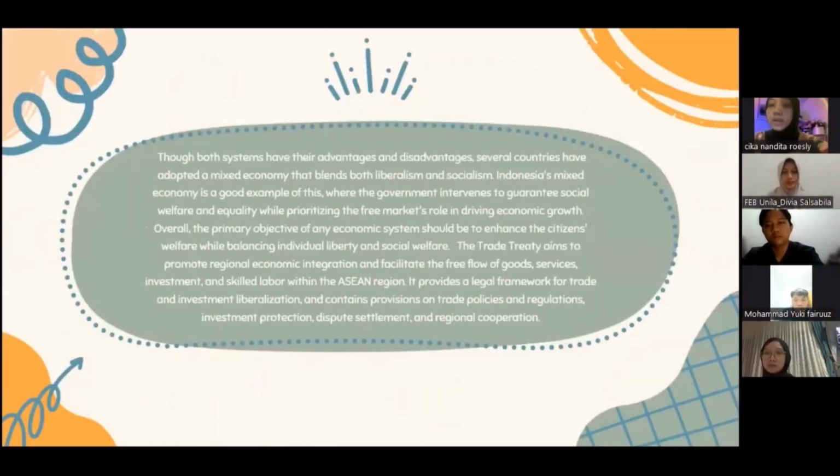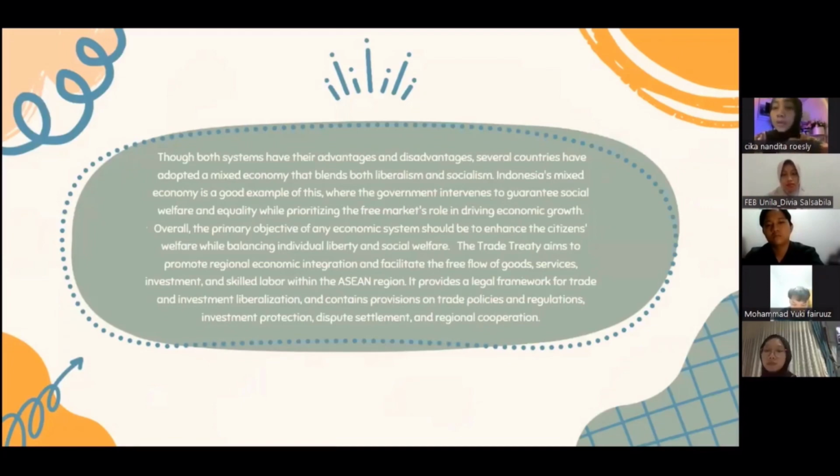Okay, I'm going to tell the conclusion of our materials today. Both systems have their advantages and disadvantages. Several countries have adopted a mixed economy that blends both liberalism and socialism. The Indonesian mixed economy is a good example of this, where the government intervenes to guarantee social welfare and equality while prioritizing the free market's role in driving economic growth.